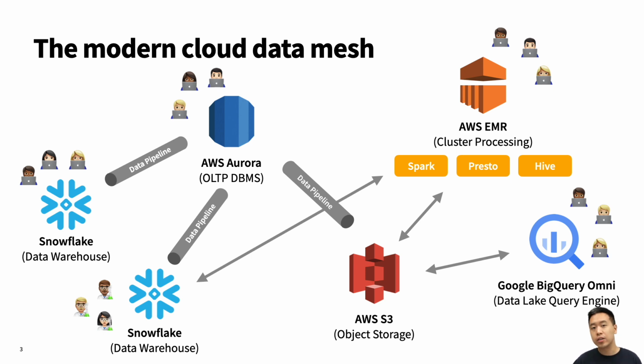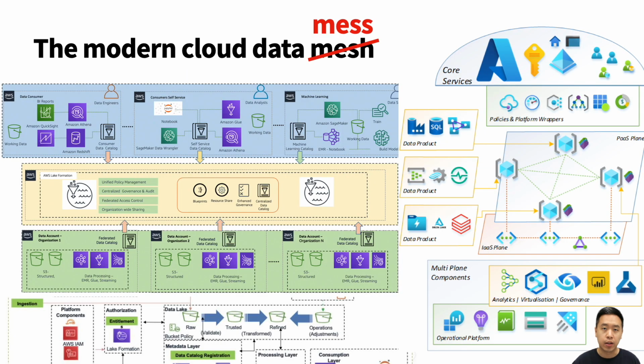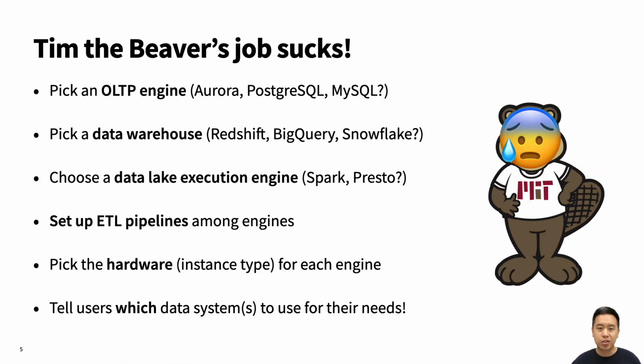But in fact, this is actually a simplified version of what you might see in reality. These are some architecture diagrams we found that show far more systems working together in a much more complicated mesh. So at this point, it's more of a data mess. So Tim the Beaver realizes that his job kind of sucks. He needs to go and pick a transactional engine. He needs to figure out which data warehouse to use. He might want to set up a data lake execution engine.